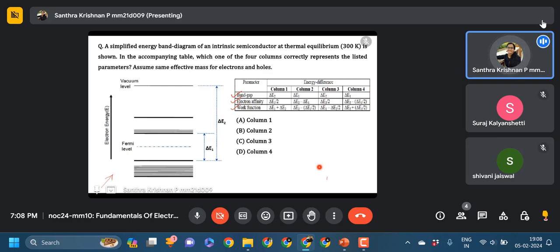So what is band gap, what is electron affinity, and what is work function? If you know the definition of these three things, from this particular image you'll be able to tell me which of these options are correct.